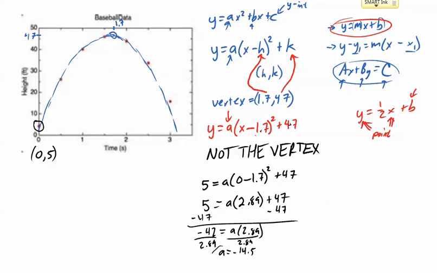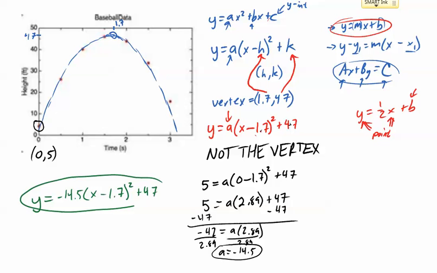Okay, so there we go. There's my a. And so I can make my final rewrite of the equation, which is, now I need the y and x back in. So y equals a, which is negative 14.5, times x minus 1.7. Oops, that should not be a 5. It should be a 7 squared plus 47. And this is a pretty good guess for the equation of that line. All right, so there you go. 10 minutes it took me to go over how to do a quadratic line of best fit.